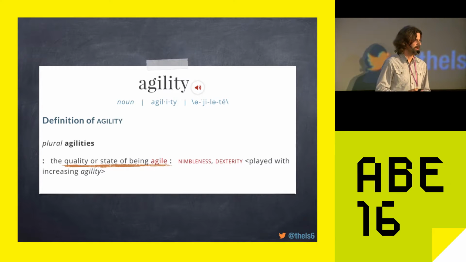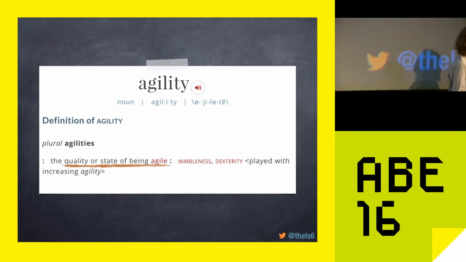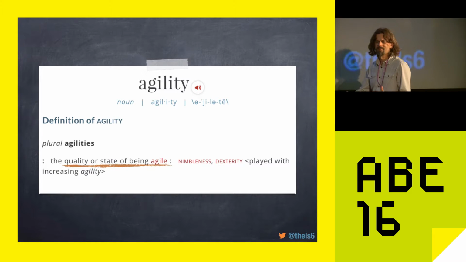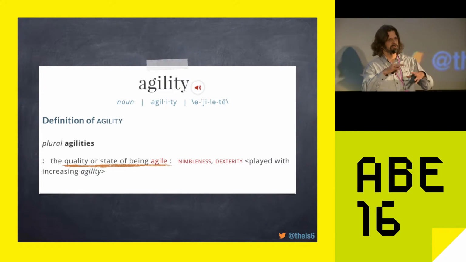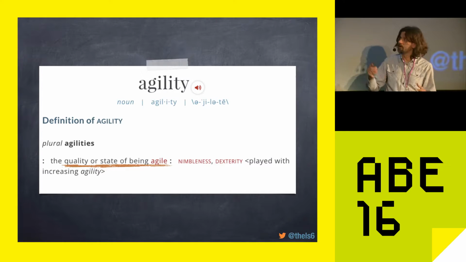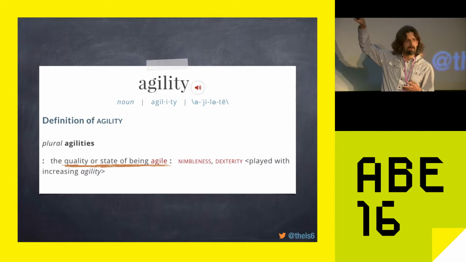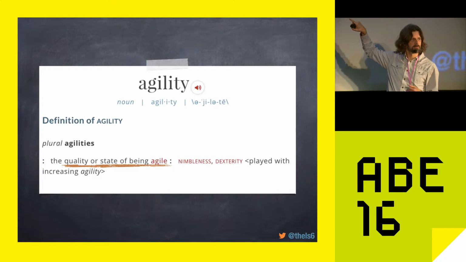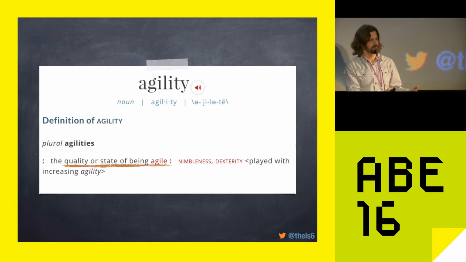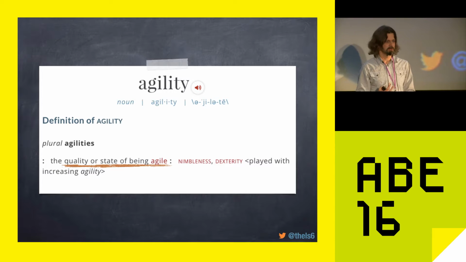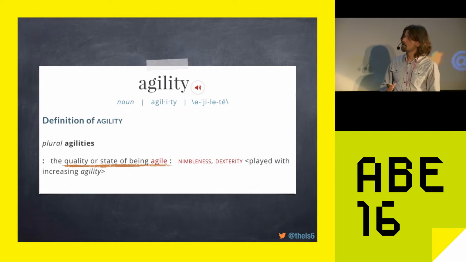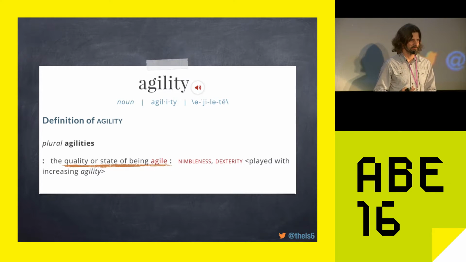Right? And that means the quality or a state of being agile. Now, I invite you to think about the situations that you, your team, or your company are in, in these terms. Am I able to be agile? Not whether I'm agile or not. It's not a binary thing for starters. And second of all, maybe you don't always have to be agile.